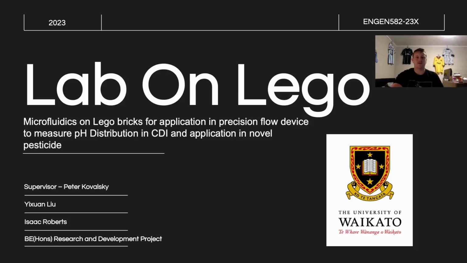Hello, this is the Lab on Lego project. It involves me, Isaac, a chemical engineer, Stephen, a mechanical engineer, and our supervisor, Peter Kovalsky.